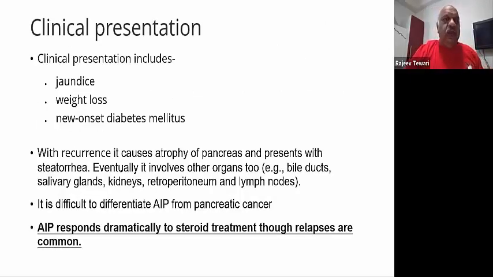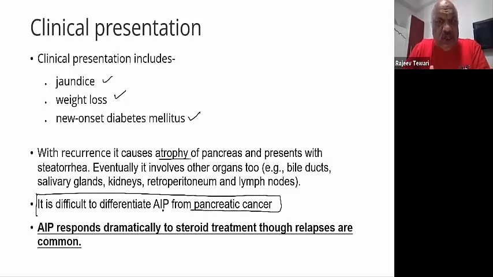Jaundice, weight loss, and new onset diabetes. These are the three main presenting symptoms. And in Dr. Arvind's question, these were the main presenting symptoms also. Eventually it will cause malabsorption, diabetes, and fibrosis of the bile duct as well. And it's difficult to differentiate from cancer clinically because of weight loss and a mass in the pancreas. This last line is important: it responds very well to steroid therapy.